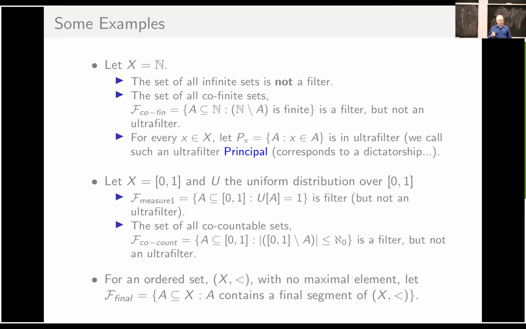Anything unclear or question about this? Okay, so we can generate a lot of interesting filters. Measure one, you look like you have a question on your face.